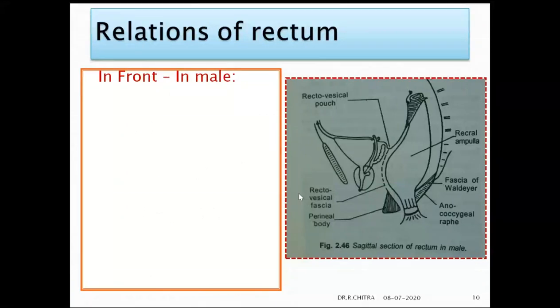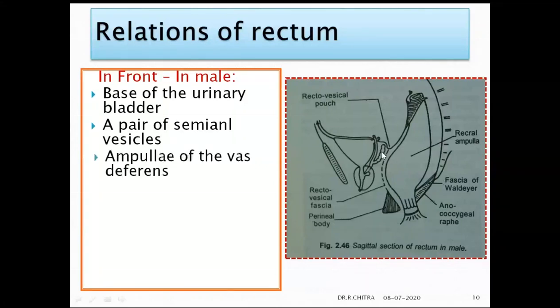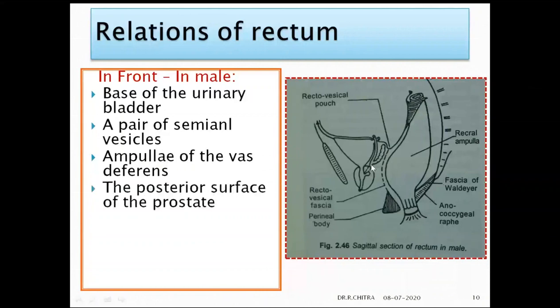Relations of the rectum. In the male, you can nicely observe the anterior relations. This is the posterior surface or base of the urinary bladder, a pair of seminal vesicles, ampulla of the vas deferens, and the posterior surface of the prostate. The upper two-thirds are covered with peritoneum, the lower one-third is not covered with peritoneum.